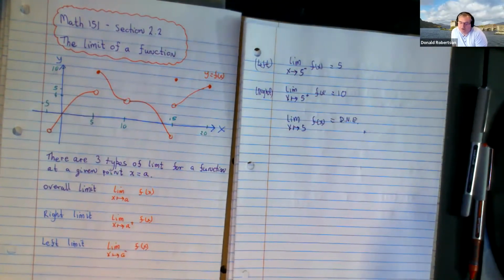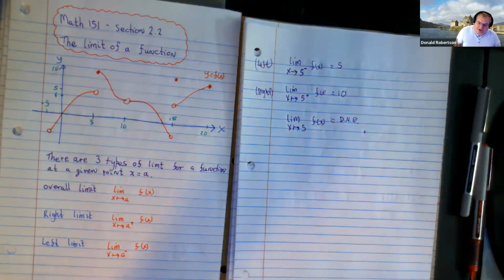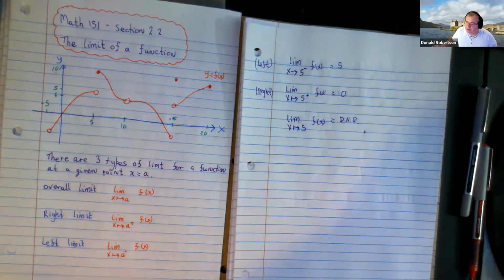For an overall limit to exist, shouldn't the left limit and the right limit both be the same number? They both should be 10 or 22 or whatever it happens to be. But if one of them is saying I'm trying to be 5 and the other one says no, I want to be 10, there is no single answer anymore. That means the overall limit does not exist.